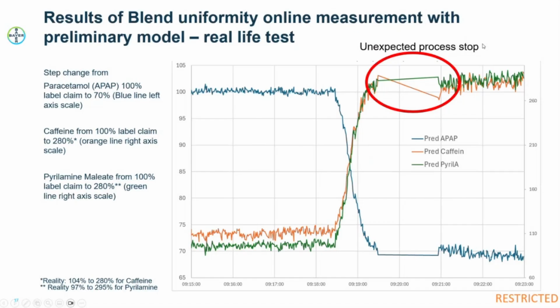We did have some unexpected process stop, but nevertheless, we could see quite nicely that the preliminary model already follows the trend. In reality, we had actually 104 to 280 for caffeine and roughly 97 to 295% label claim change for pyrilamine.